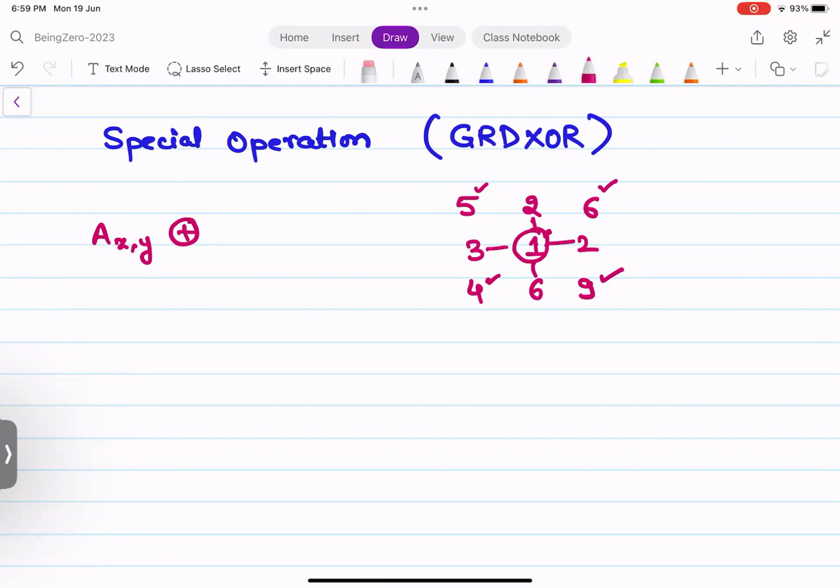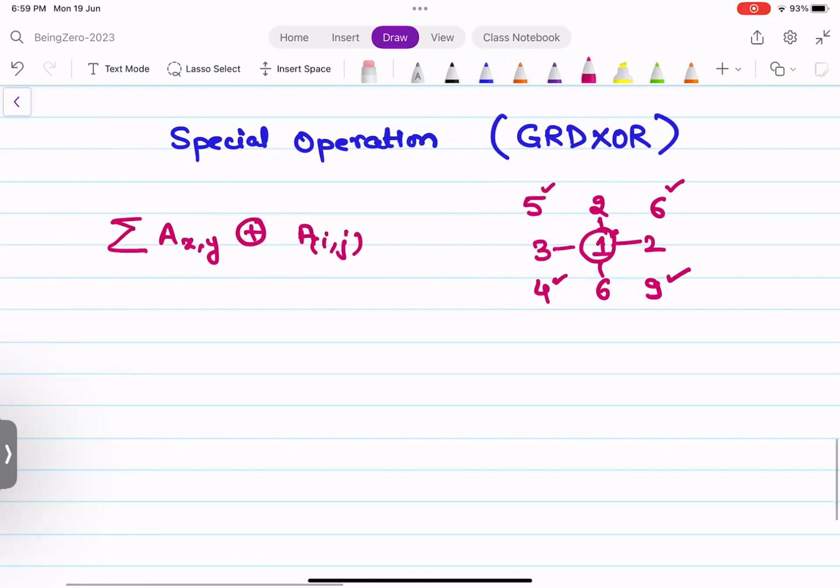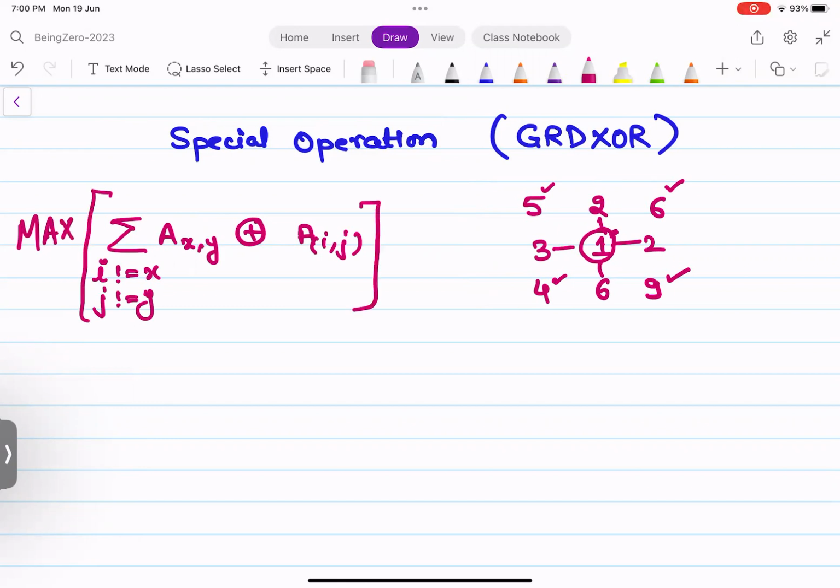Okay. So ultimately, this should be XORed with every aij, and we should do the summation of that. This summation is for every ij, except i should not be equal to x and j should not be equal to y. We just have to give the answer: what is the max value for this expression? Just to elaborate a little more, you were told to use bits. Yeah, we will come to that.